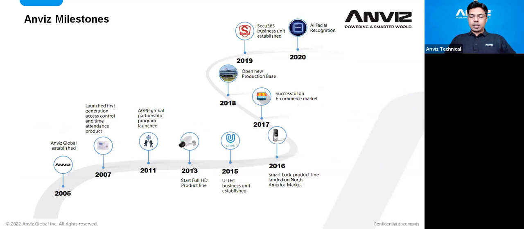This is our journey from 2005 to 2020. In between we launched multiple things and covered multiple parameters. In 2015, we launched UTech, a business unit specially designed for DIY and small and medium enterprises, for smart locks and home automation. In 2019, we launched another business segment, CQ365, specially designed for cloud-based access control. And in 2020, we launched our AI-based facial recognition solution for the market.